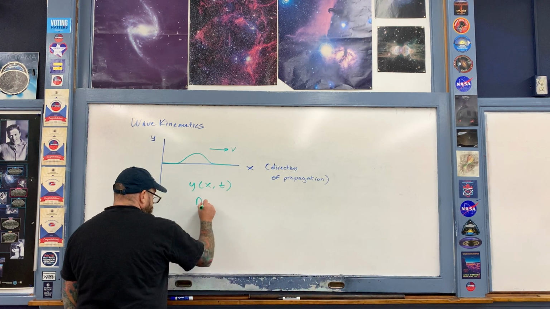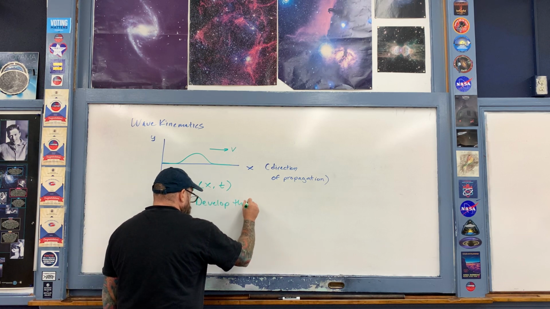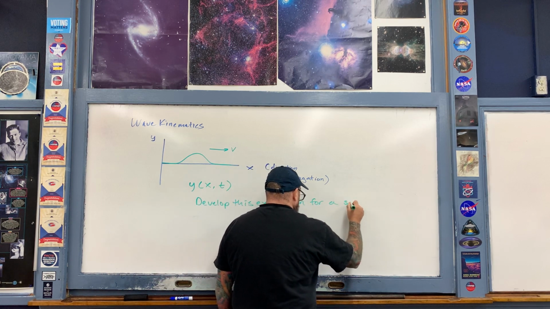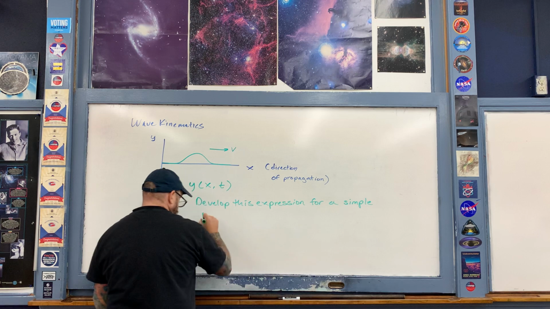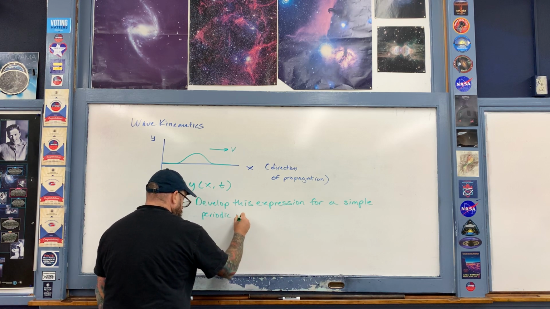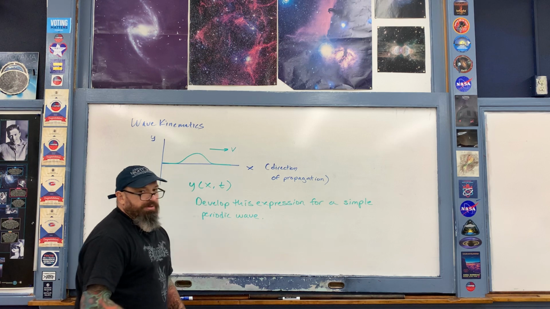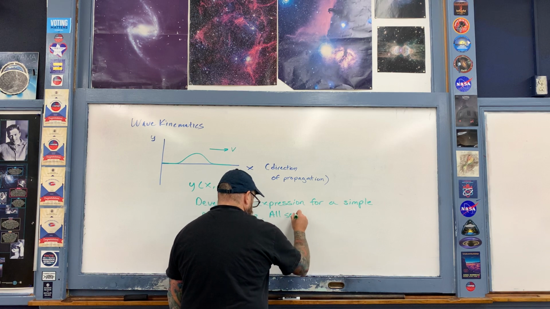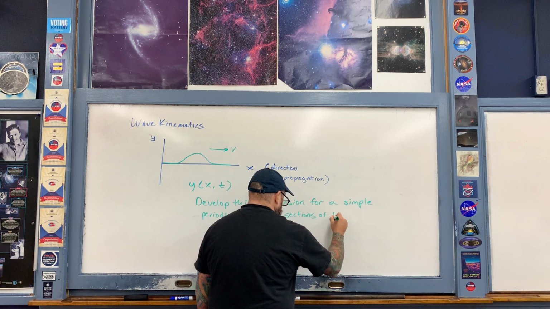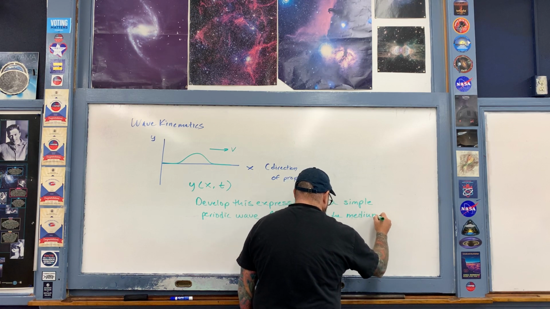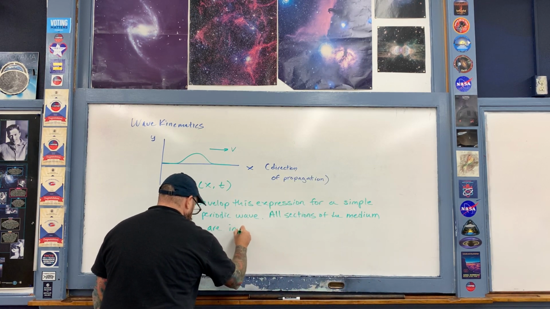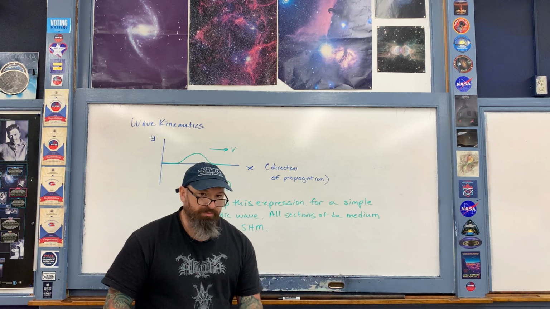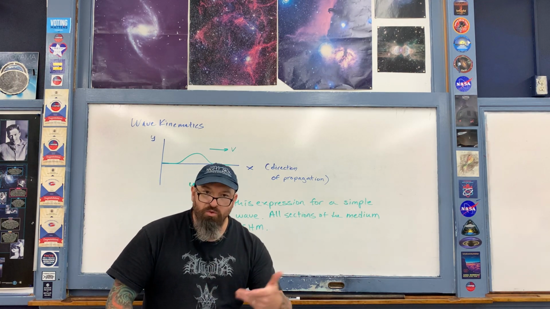So we will develop this expression for a simple periodic wave. Once again, for a simple periodic wave, all sections of the medium are in simple harmonic motion. And all of the simple harmonic oscillators are slightly out of phase with respect to each other. So then therefore, what would such a wave look like?